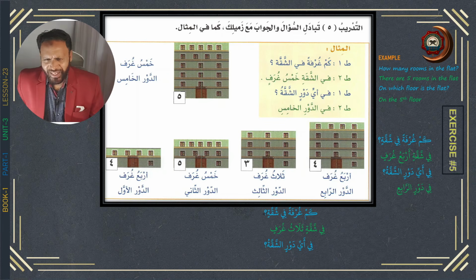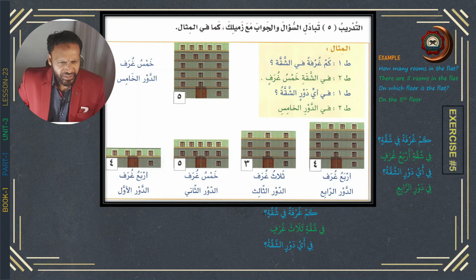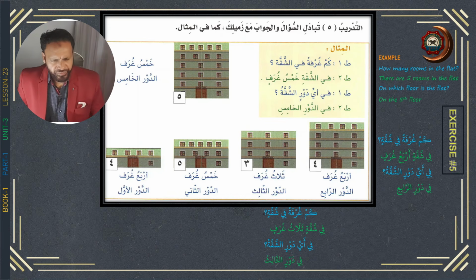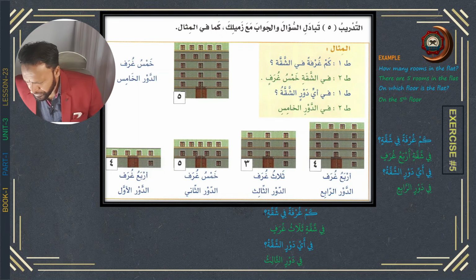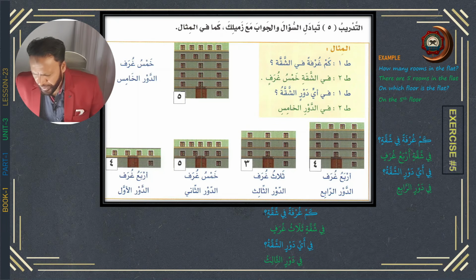Fi ad-dawri ath-thalith. On the third floor. Okay, Nizamuddin sir, go ahead. Next. You are there? Okay, Jamil sir, go ahead.